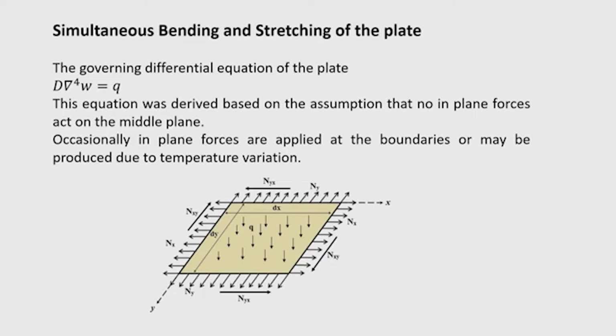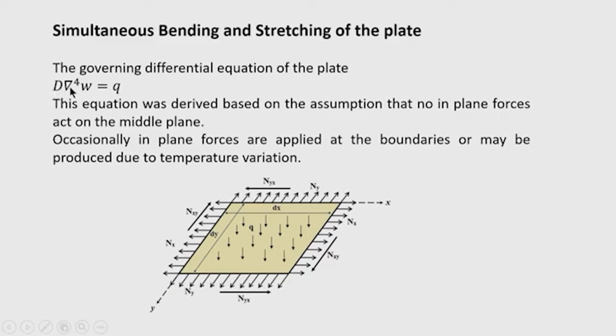Okay. So, the governing differential equation of the plate ignoring the in plane forces can be written as D del^4 W equal to q. Okay. D is the flexural rigidity of the plate, which is given by E h cube divided by 12 (1 minus mu square), where E is the Young's modulus of elasticity, h is the thickness of the plate, and mu is the Poisson ratio. So, D actually depends on the material properties and the plate thickness. Boundary condition is not influencing the value of D.